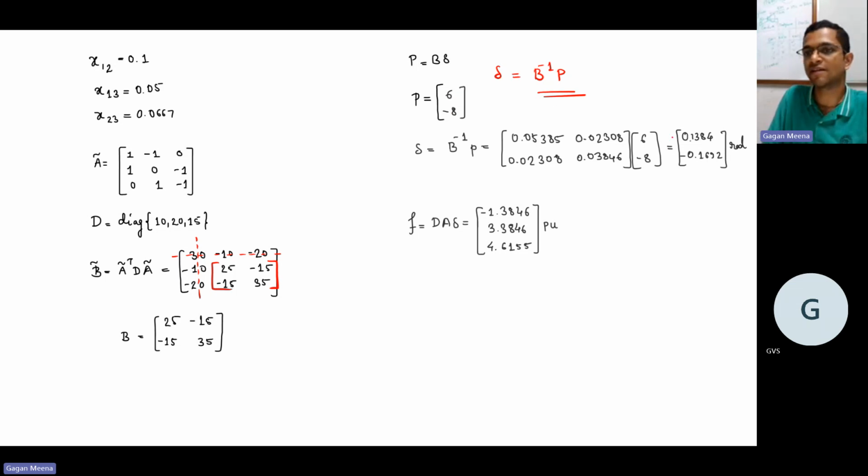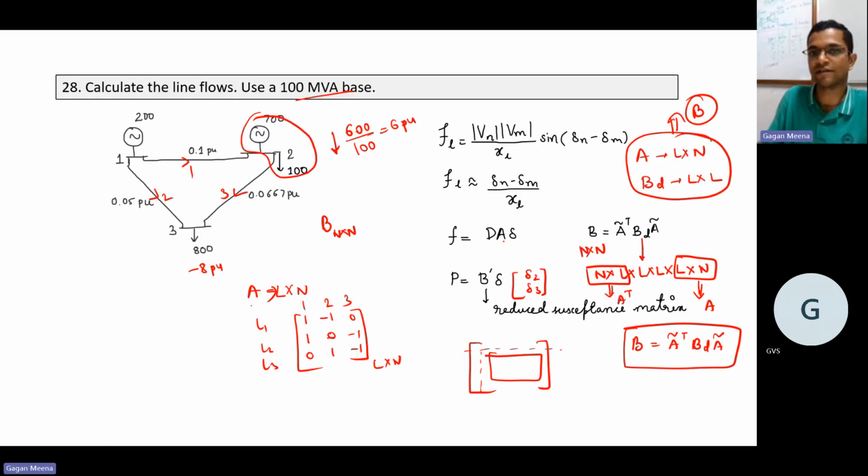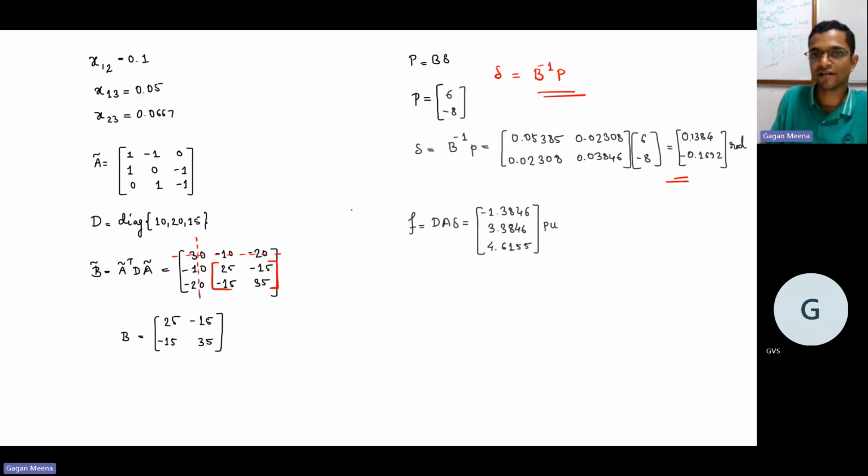And just by taking the inverse, we can find out delta. And flow, we have defined like this: D A into delta. You can find out the flow also.